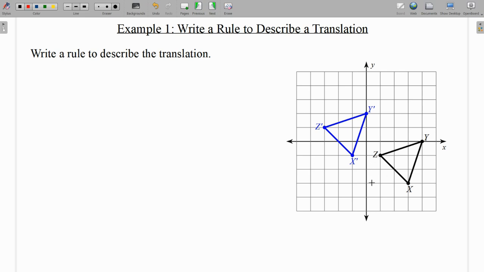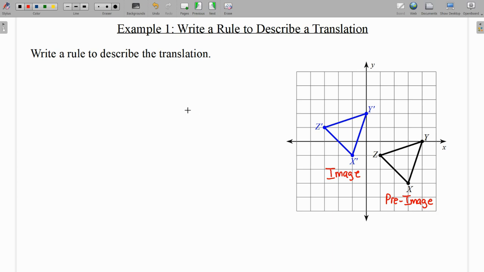So in this particular figure, the first thing you need to recognize is that this triangle XYZ, which does not have any of the primes, is what we would call our pre-image. And our pre-image is the original image that has been located in the coordinate plane. This triangle here in blue, X prime, Y prime, Z prime, is what we're going to refer to as our image. And it's the same triangle as our pre-image, but it's just been moved either left and right or up and down.